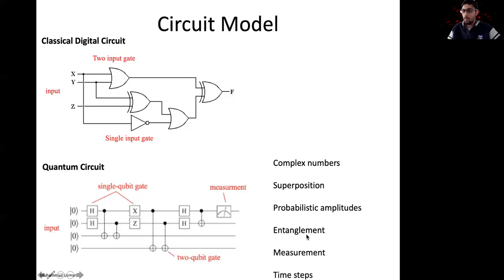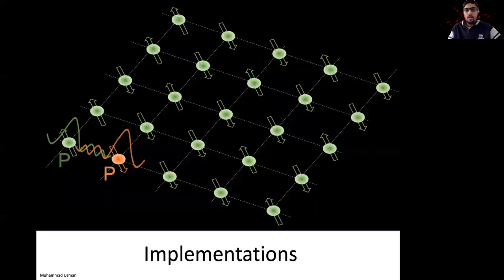There could be superpositions and entanglement, and then there are probabilistic amplitudes. And at the end, you have to do measurements and all that. I think in the next slide, I'll give you more of an idea of how a quantum circuit works, when I show you the working of a quantum circuit. So let's first very quickly look at the implementations.